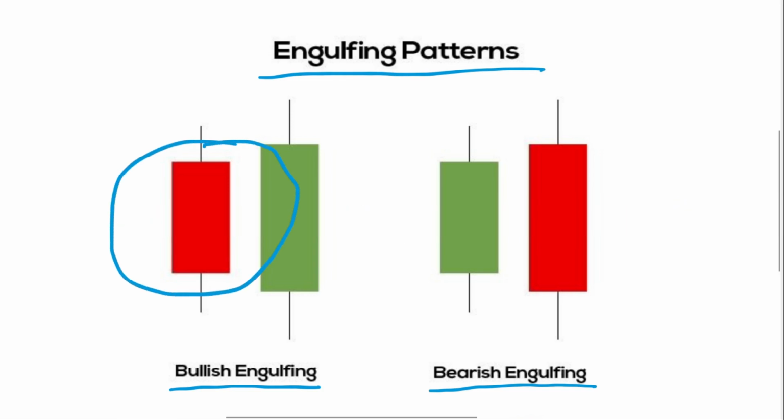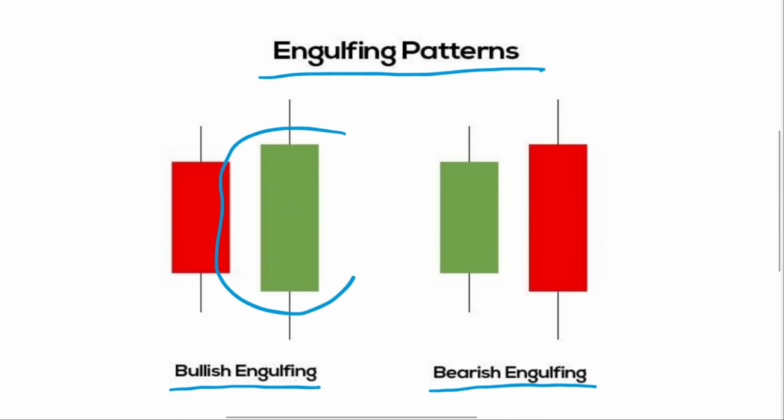First, we have a red candle followed by a green candle. In some trading programs, the red candle is black and the green one is white, but the most common is red and green. And the criteria that has to be met in order for it to be a bullish engulfing pattern is that the first candle, as we said, is a red one, and the second candle is a green one. And this candle has to open below the previous red one and close above the previous red candle.